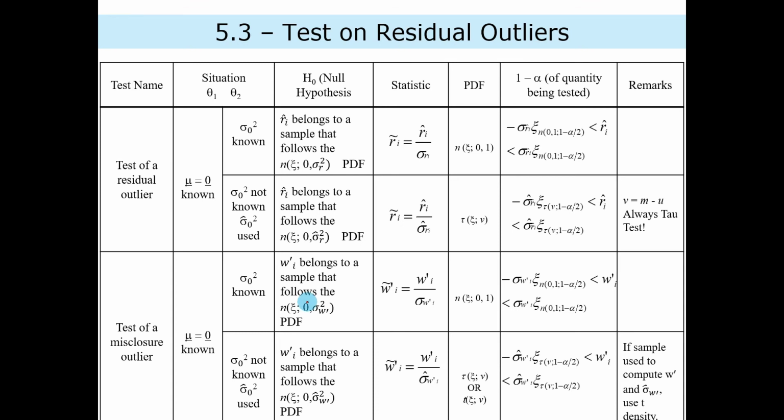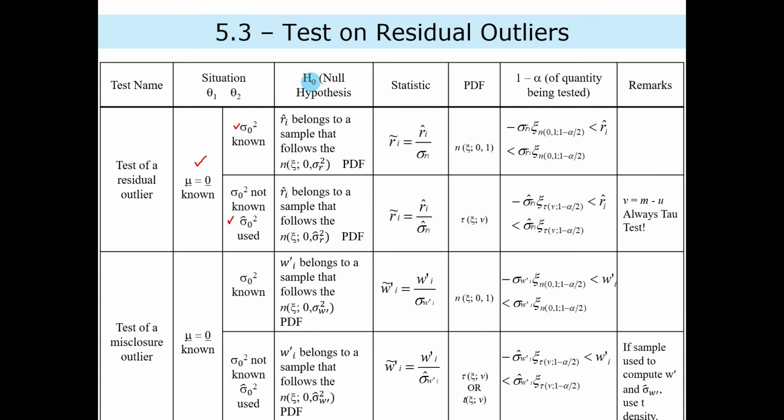So why do we know that? Well, the expected value of the residuals is 0. What we are going to have to decide is whether we know the a priori variance factor or we don't know the a priori variance factor, in which case we're going to use the a posteriori variance factor.